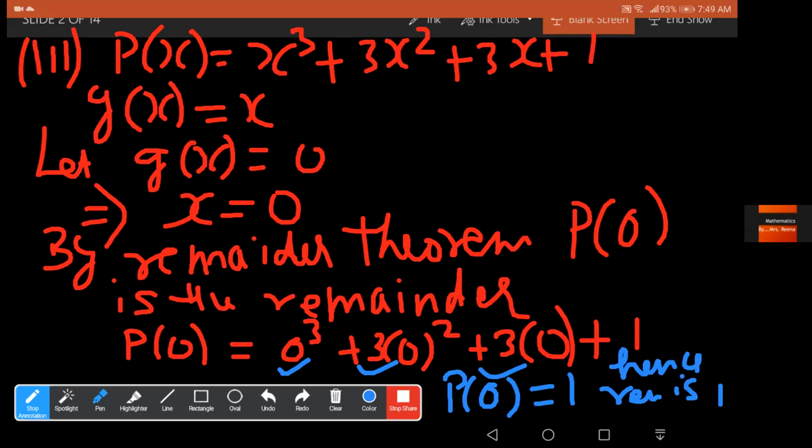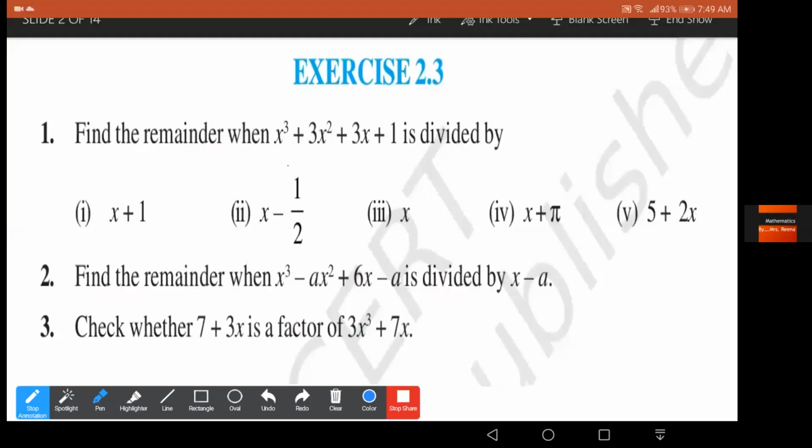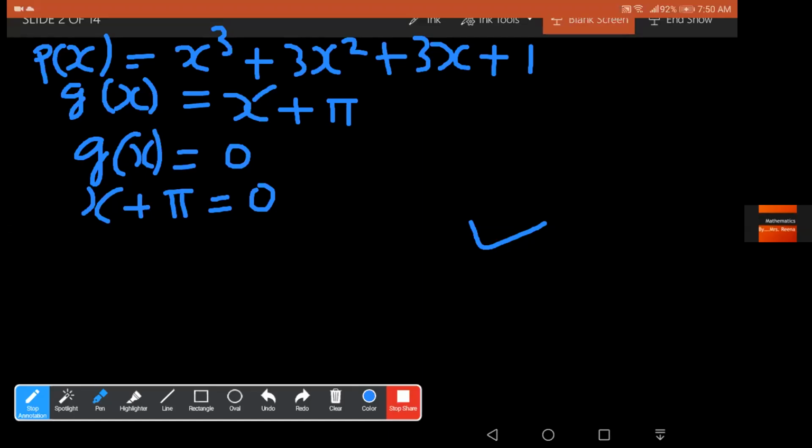लेट अस मूव टू द फोर्थ पार्ट। सी, फोर्थ पार्ट में हमें क्या गिवन है? इन फोर्थ पार्ट वी हैव पाई x plus pi, gx equal to x plus pi. So we will take gx equal to 0, and in that case we have to put x plus pi equal to 0. So here in the fourth part we have gx equal to x plus pi. So we will take gx equal to 0. This implies x plus pi equal to 0. So x equal to 0 minus pi.